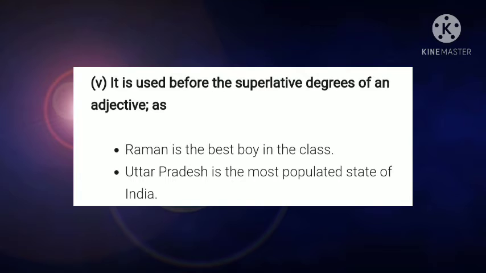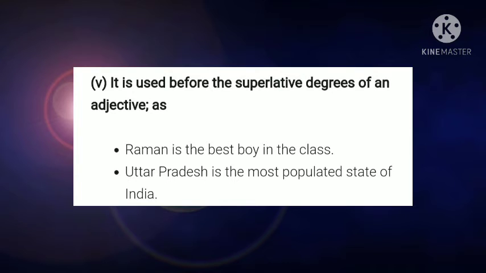Superlative degree means, whenever you say best, or whenever you use the "est" word at the end of your adjective, then we call that particular sentence a superlative degree. For example, Raman is the best boy in the class. Likewise, Uttar Pradesh is the most populated state of India. So whenever you use the word most, we call it superlative. For those kinds of sentences, we use the article the.